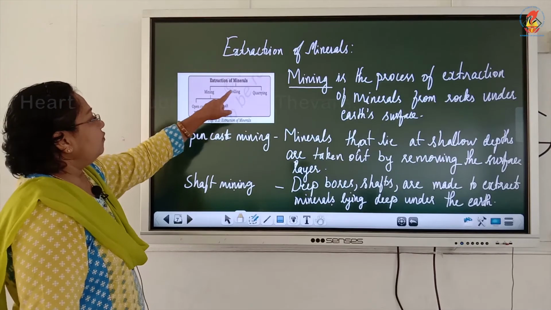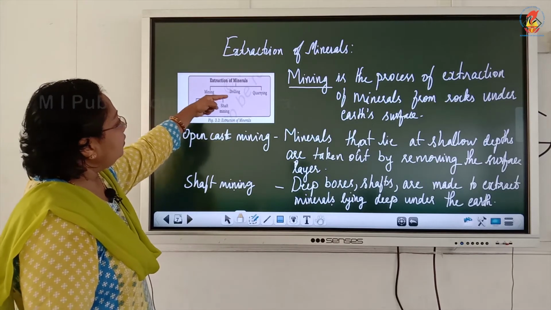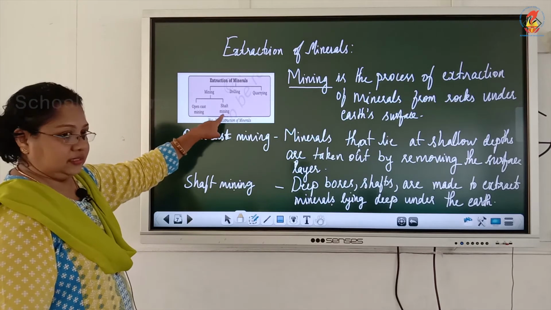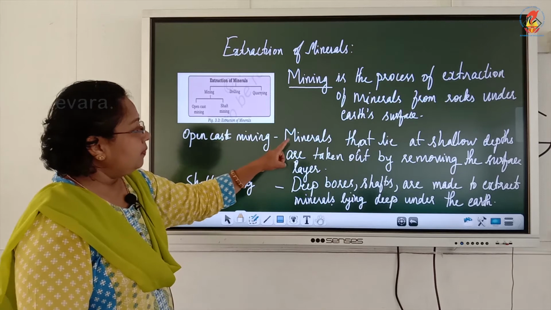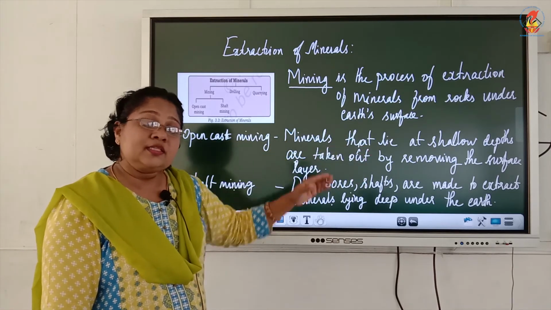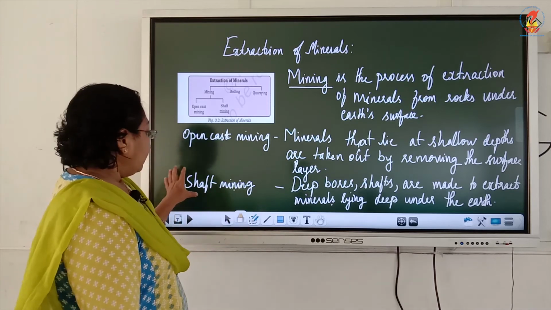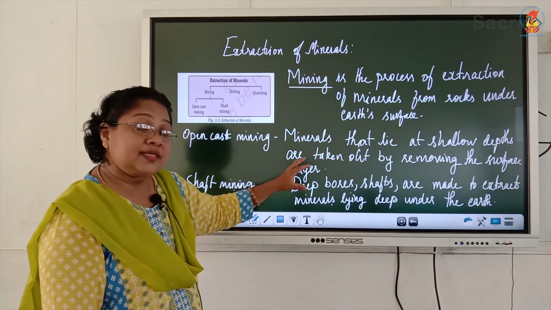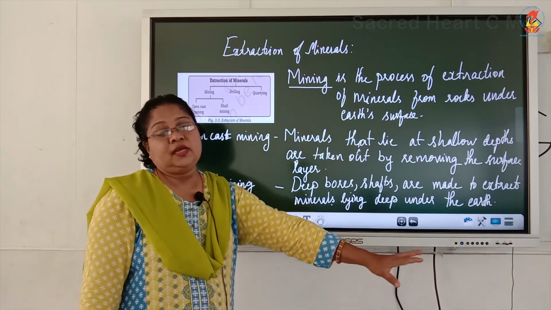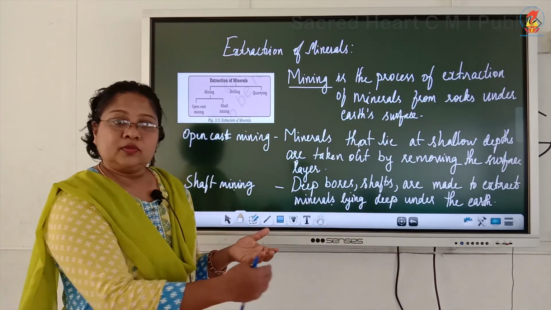So extraction of minerals has three types: mining, drilling, quarrying. Mining is of two types: open cast mining and shaft mining. Open cast mining means the minerals are taken out from shallow depth just by removing the surface of the earth, and shaft mining means the minerals that are lying deep under the earth are taken out by building a shaft and bringing the minerals out through the shaft.